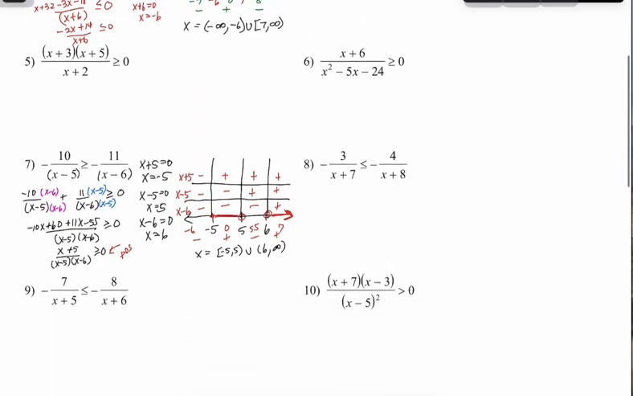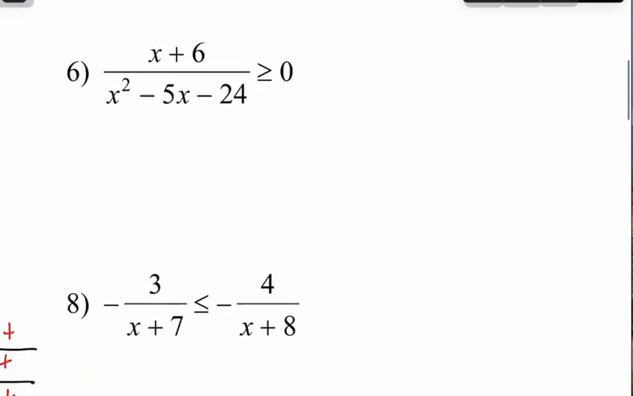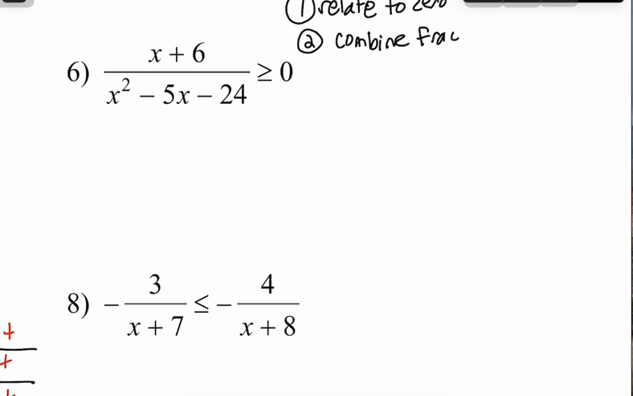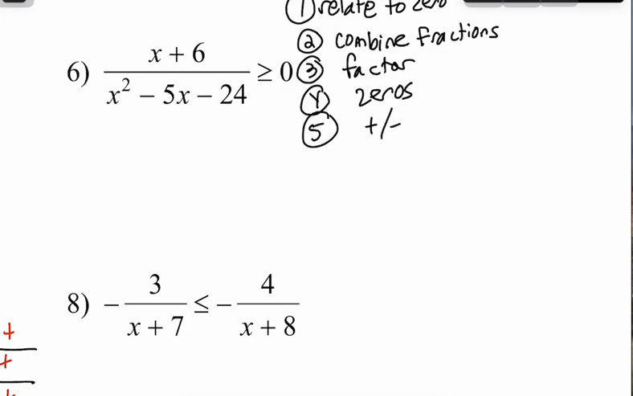Now, I would like to do 9 with you. Actually, let's go to 6 first. Let's do 6. Now, remember our steps. First step, relate it to 0. Second step, combine fractions. Third step, factor. Then you find the zeros, and then you make the plus-minus chart.